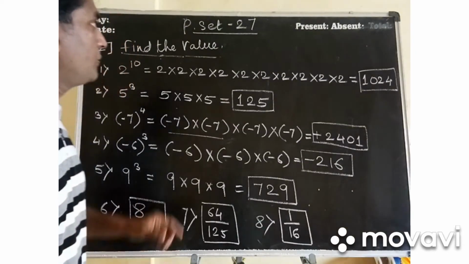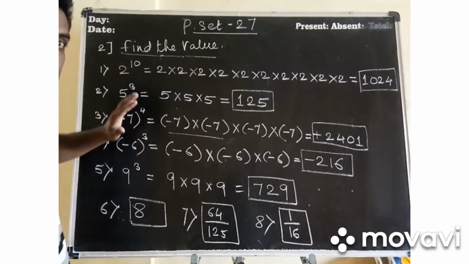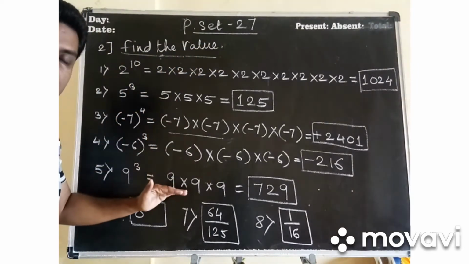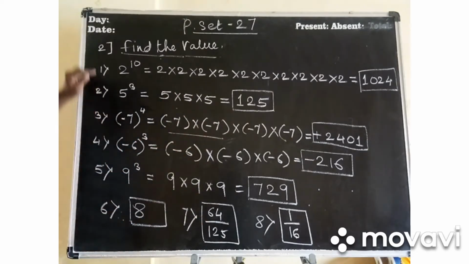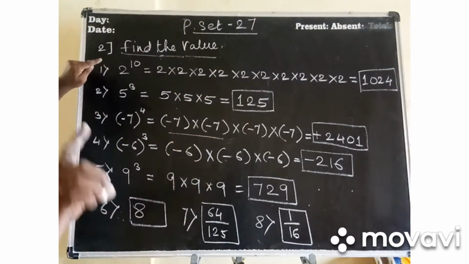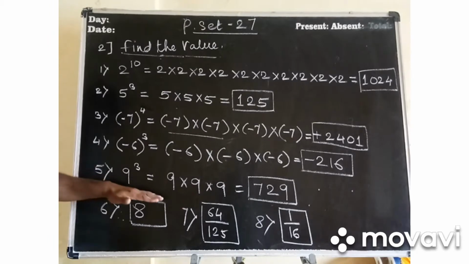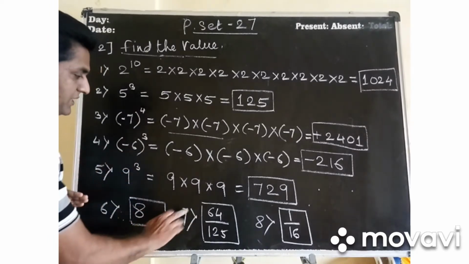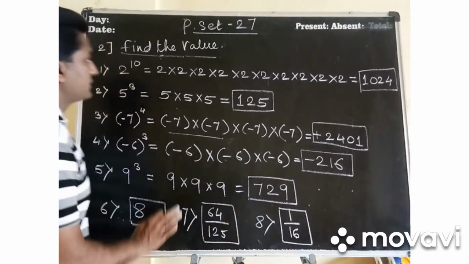So students, if you will see practice set 27, question number 2, find the value. Already I have tried to solve it on the blackboard, and you have to solve it in your notebook. I have copied the questions. I have done only 1 to 5. Remember, 1, 2, 3, 4, 5. Don't consider 6 onwards. For 6, 7, 8, I have only written the answers.